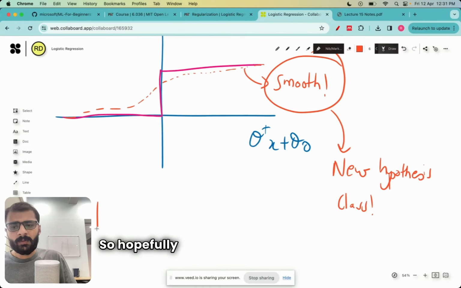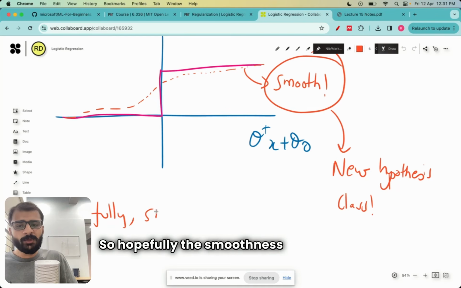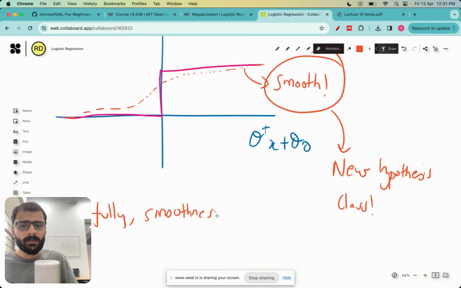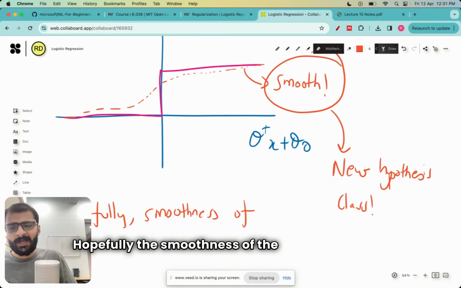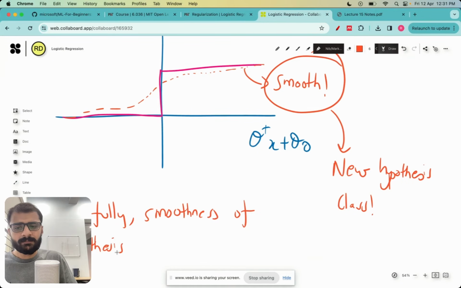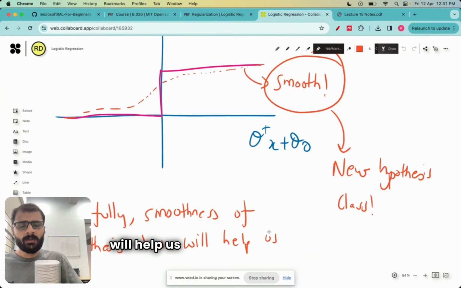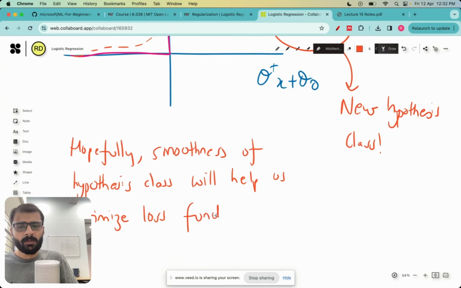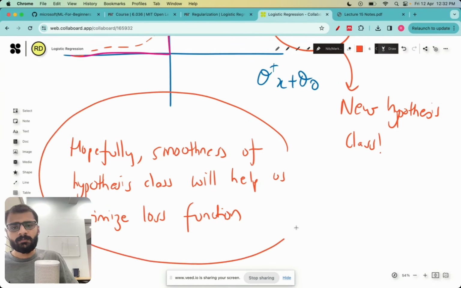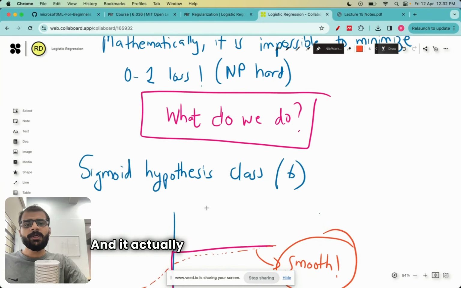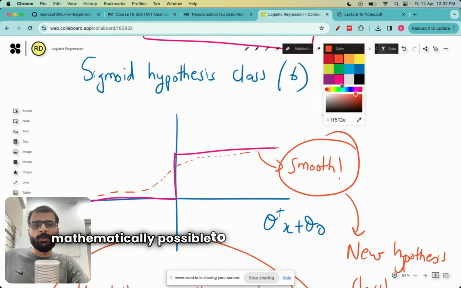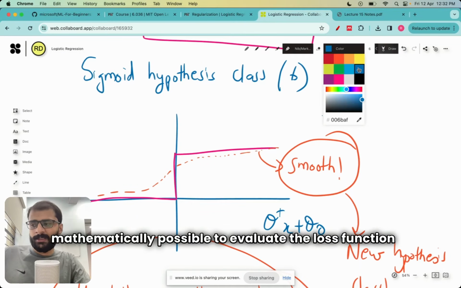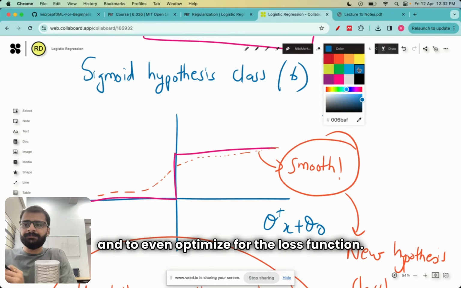Hopefully the smoothness of the hypothesis class will help us optimize the loss function, which might make it mathematically possible. And it actually turns out that it does make it mathematically possible to evaluate the loss function in this case and even to optimize for it.